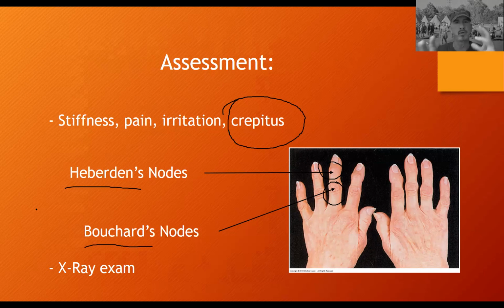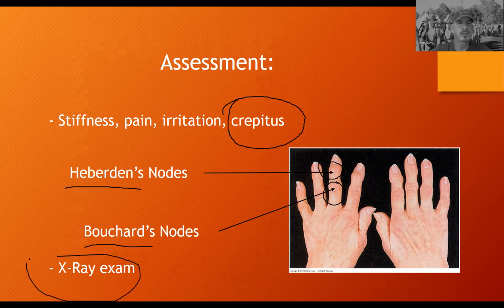So x-rays are really good for seeing exactly where the degeneration is, because you don't want to go in and operate on the knee when it's actually the kneecap that's causing the problem, obviously. So x-ray is usually the most concise. I mean, there's no lab test for this, obviously.